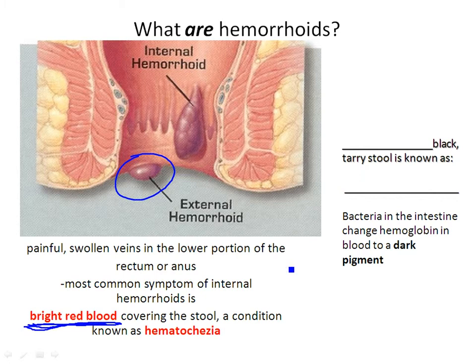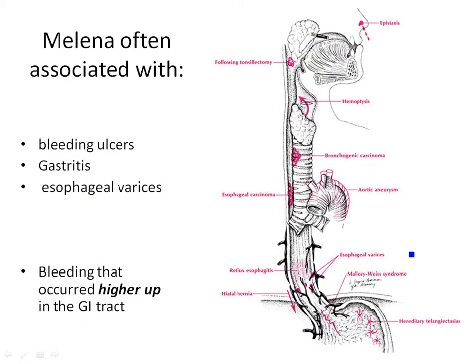Now, one of the reasons I bring this up is because there's another condition called melena that's very different and a very serious condition. And this is blood in the stool, but at this point it's a very dark color. You're not going to see the bright red. So it's a very different way of thinking about this, because bacteria have had time to change the hemoglobin and it becomes very, very dark. And the reason this is important is because melena is telling you that you have bleeding much higher up.